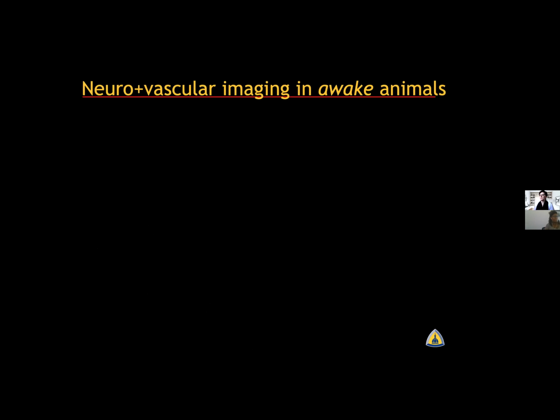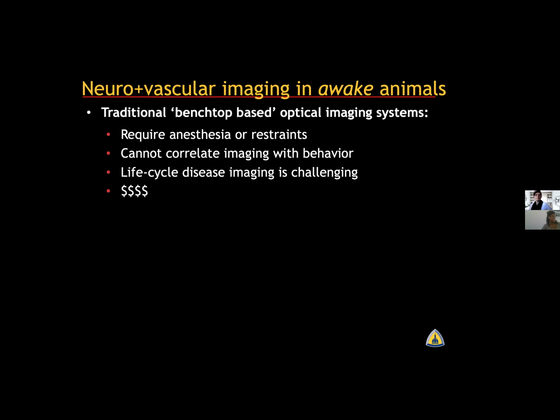The last few minutes I'm going to spend on some very cool technology we're developing in our lab to image the blood vessel changes that occur in the brains of awake animals. Traditionally, when we've wanted to image the brains of animals, animals need to be anesthetized or restrained. We do that because when you're imaging something at very high spatial scales, you want to minimize motion so that there is no blurring of the images that we acquire.